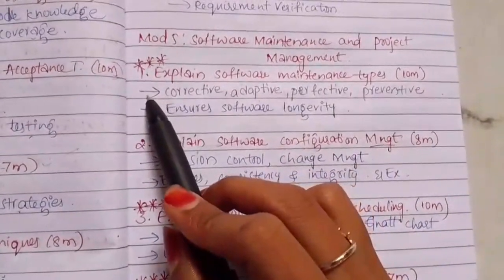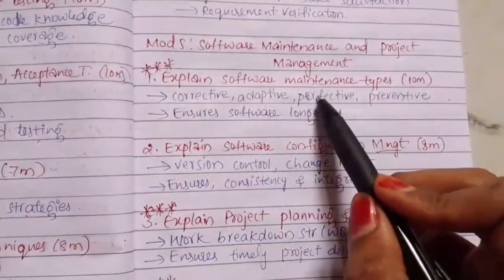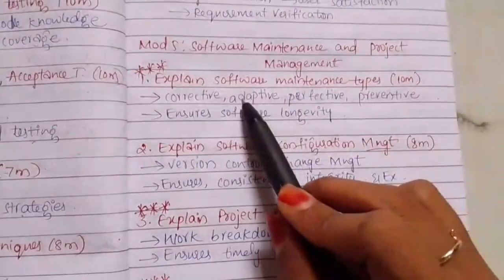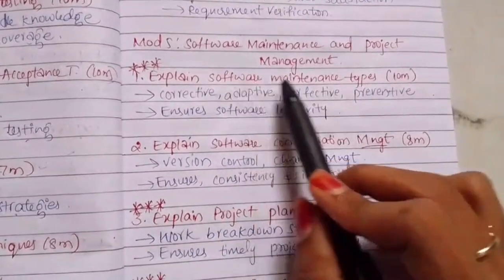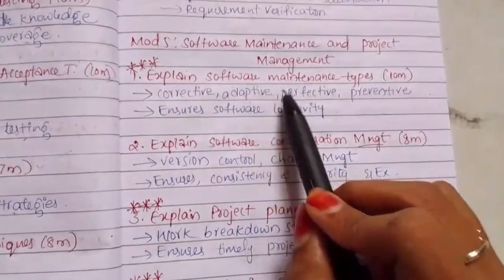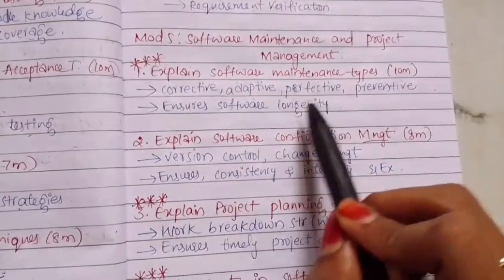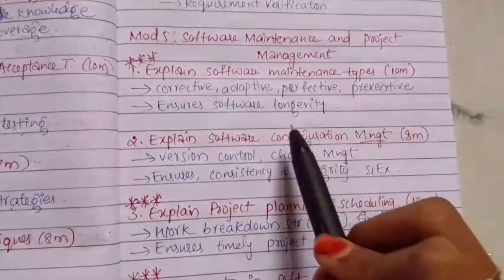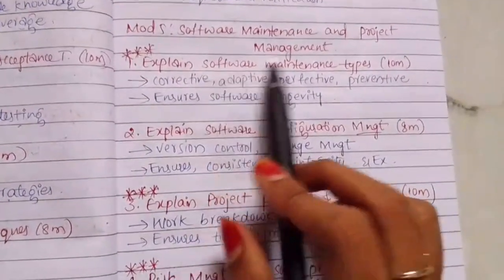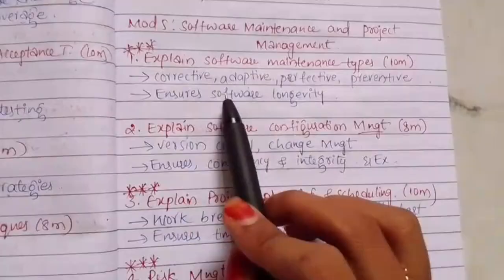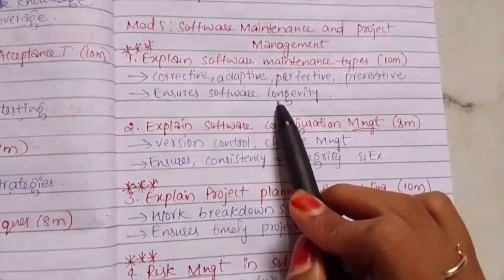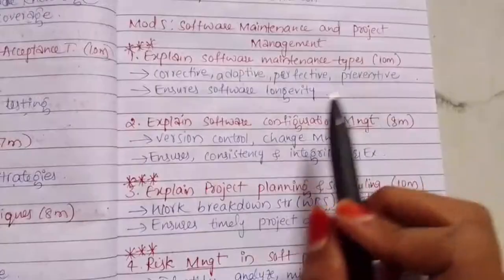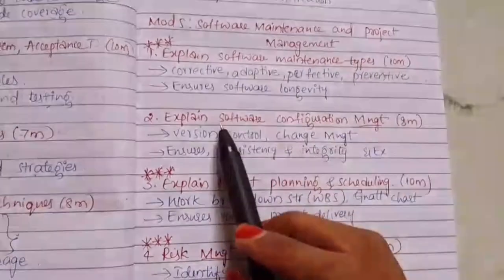We have corrective, adaptive, perfective and preventive. These 4 types we have in software maintenance. You have to explain in detail every type of software maintenance. And the software maintenance ensures the software longevity. You have to explain everything about software maintenance and its types.